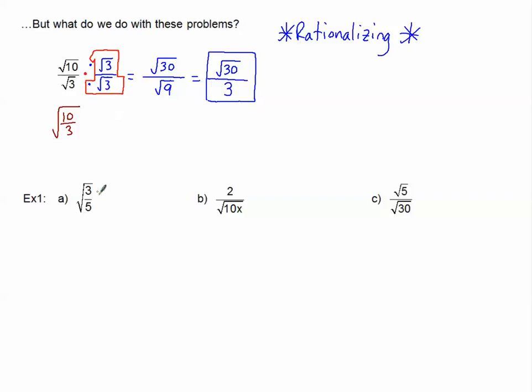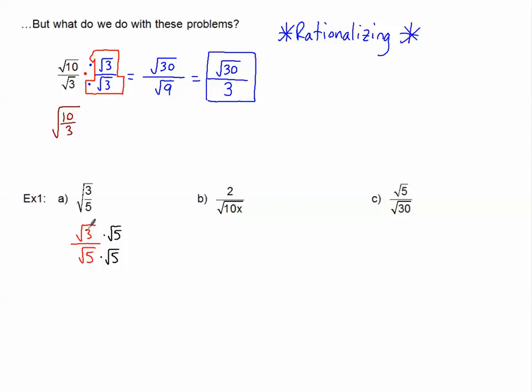In example 1a, I need to deal with this fraction. That's no good. So the first thing I might do is make this the square root of 3 divided by the square root of 5. And then I see that there's a radical in the denominator that I need to get rid of. So I'm going to multiply by the square root of 5 in the denominator, but also in the numerator. And let's see what happens.